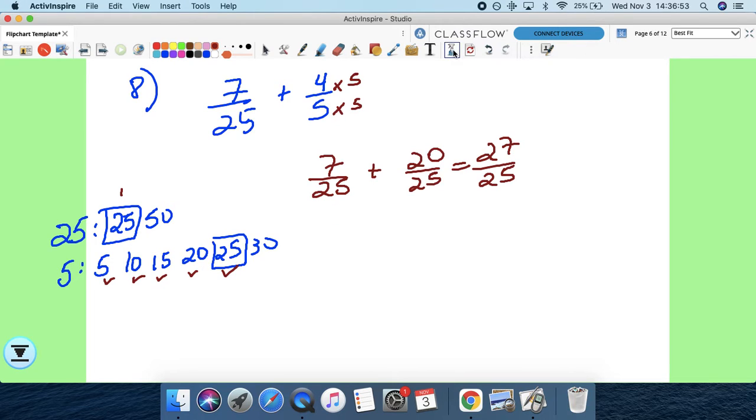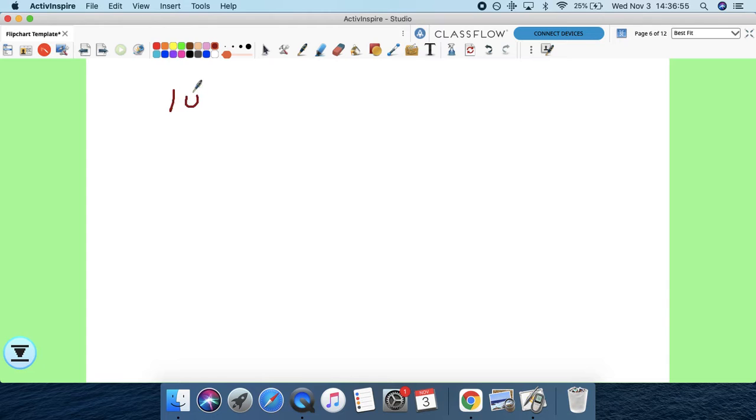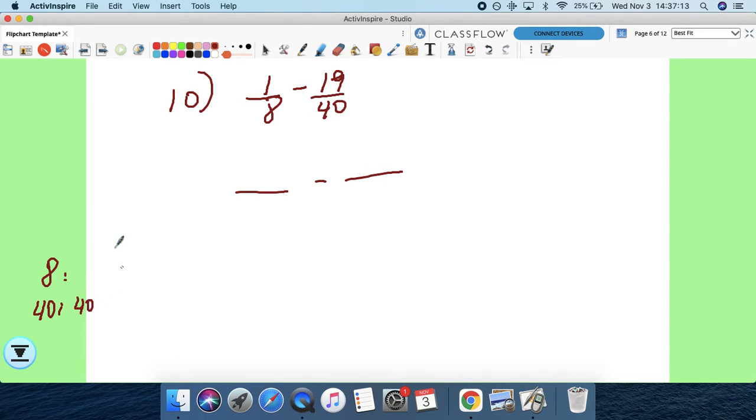Number 10. 1 over 8 minus 19 over 40. Now we have to find the denominator, right? So let's do 8 and do 40. So let's do 40 first. 40 times 1 is 40. 40 times 2 is 80. 40 times 3 is 120. Well, hopefully we don't have to go that far.